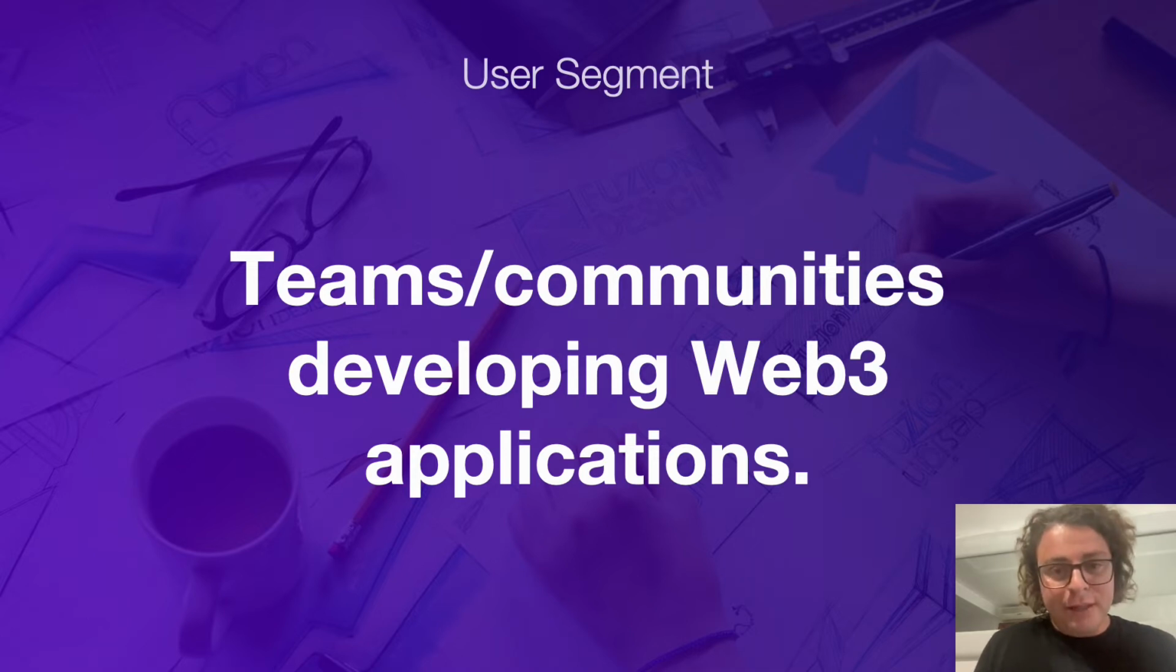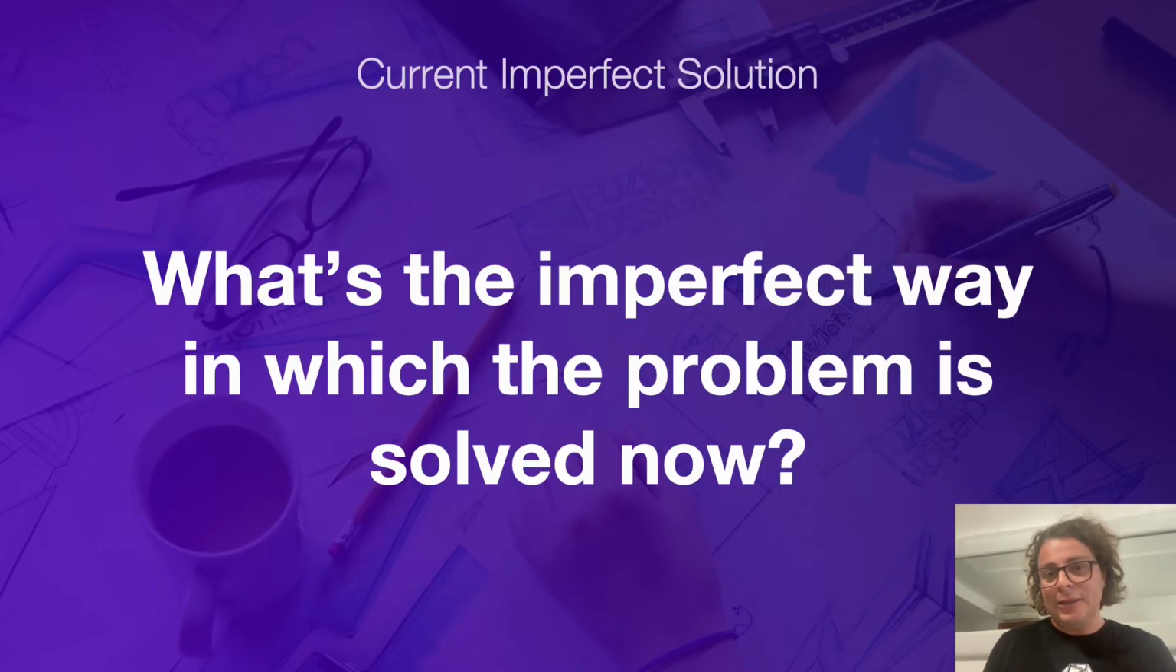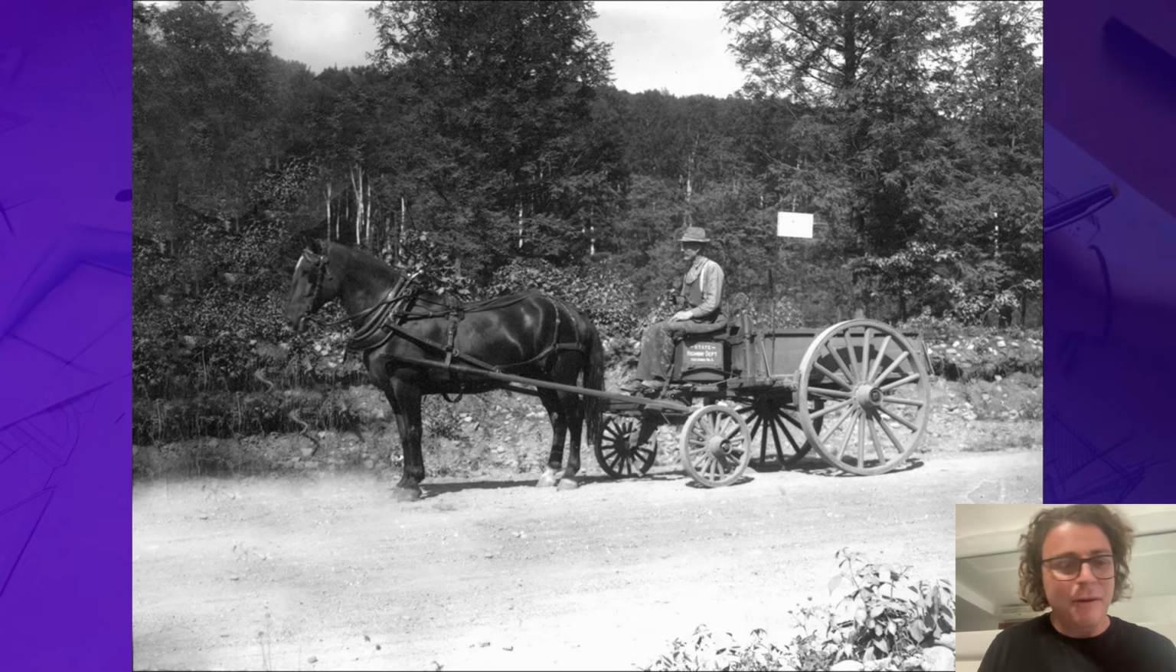And after you have done this, we can move to the solution. So in this case, it's useful to think how are people solving this problem in an imperfect way now that your protocol still doesn't exist. So in the case of transportation, before people had cars, they traveled by carriage, which was of course slower and more expensive than cars.